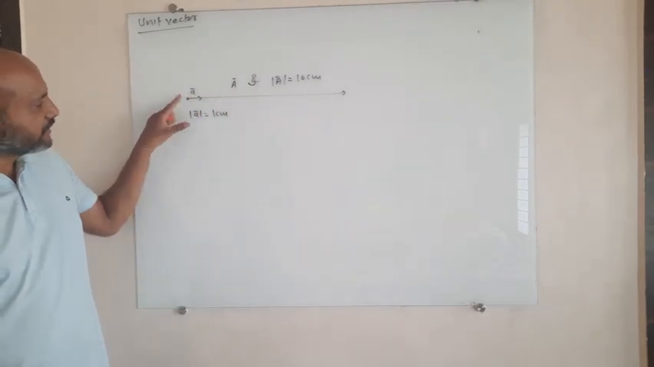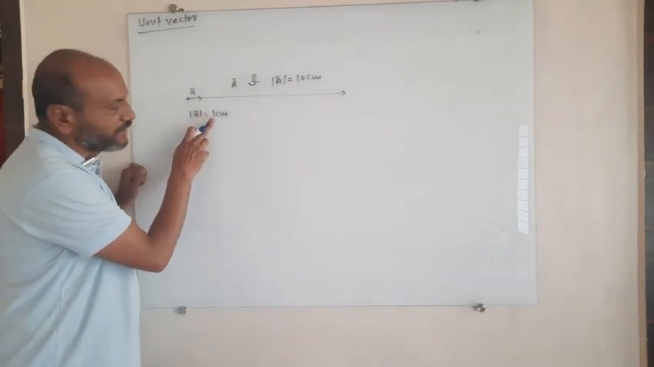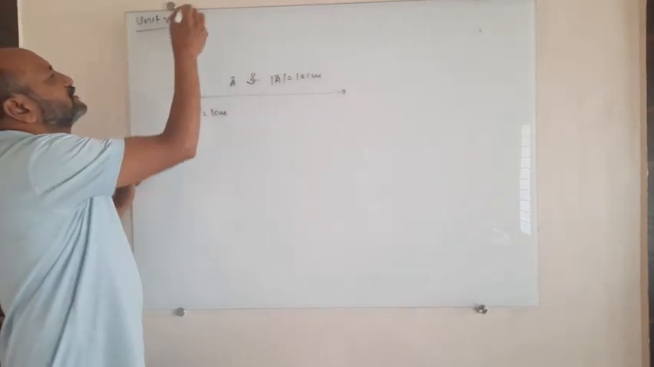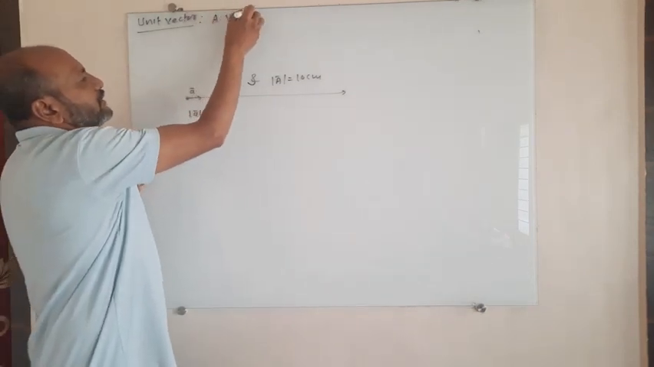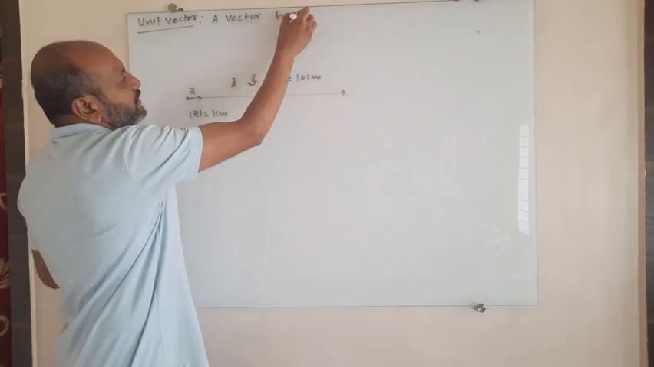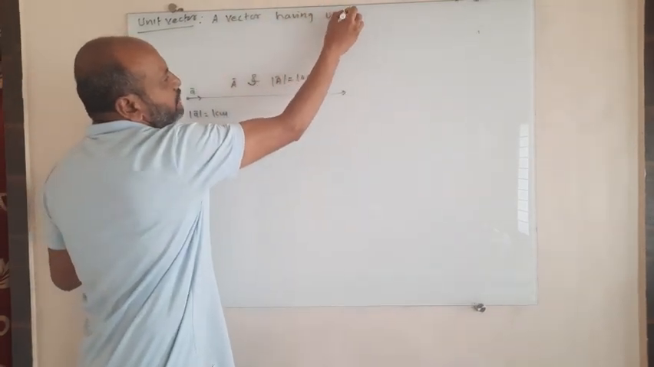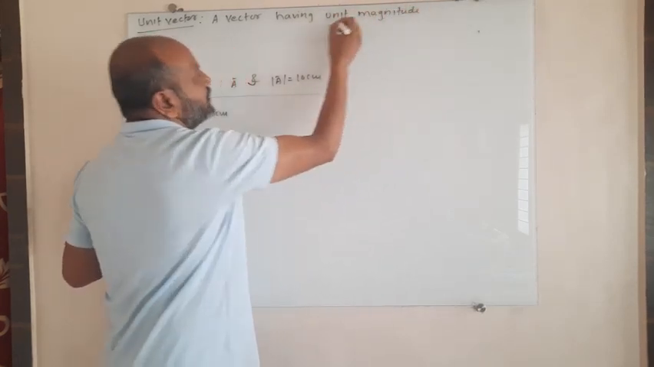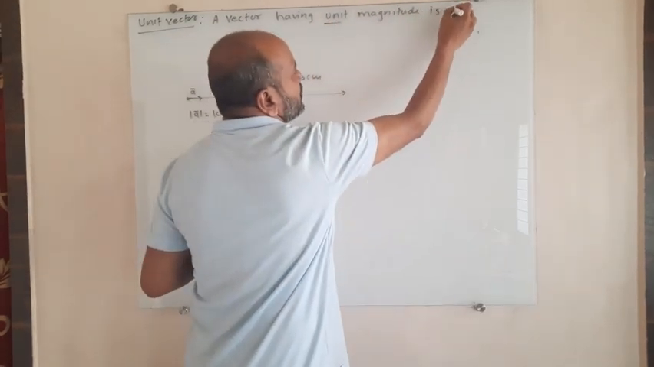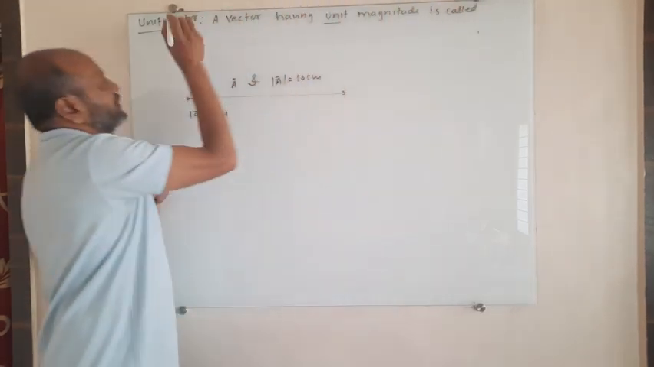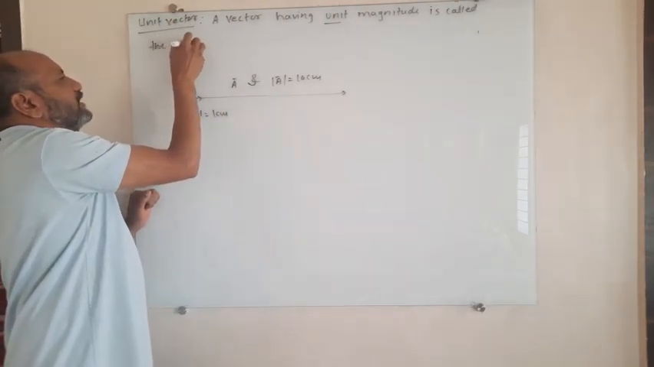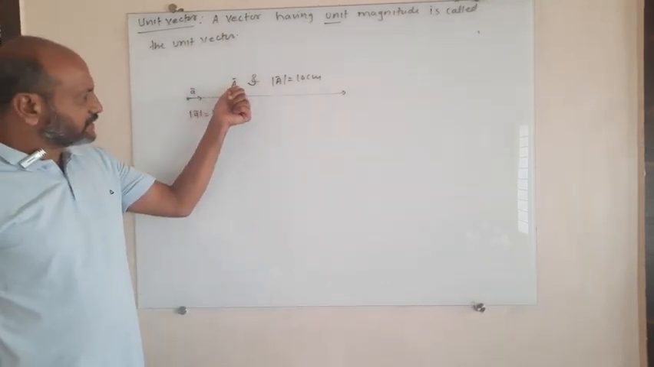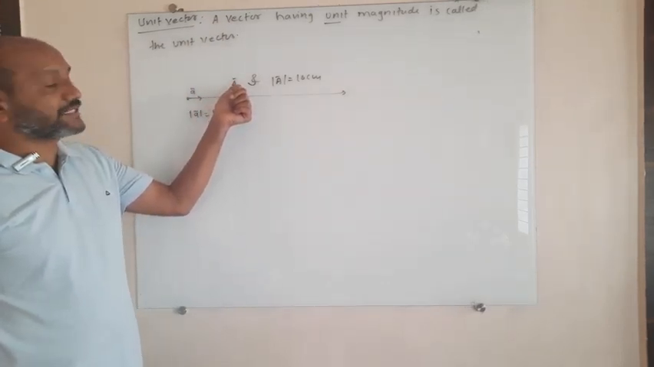Now, how to define a unit vector? A vector having unit magnitude is called the unit vector. In this case, A bar represents magnitude as well as direction.